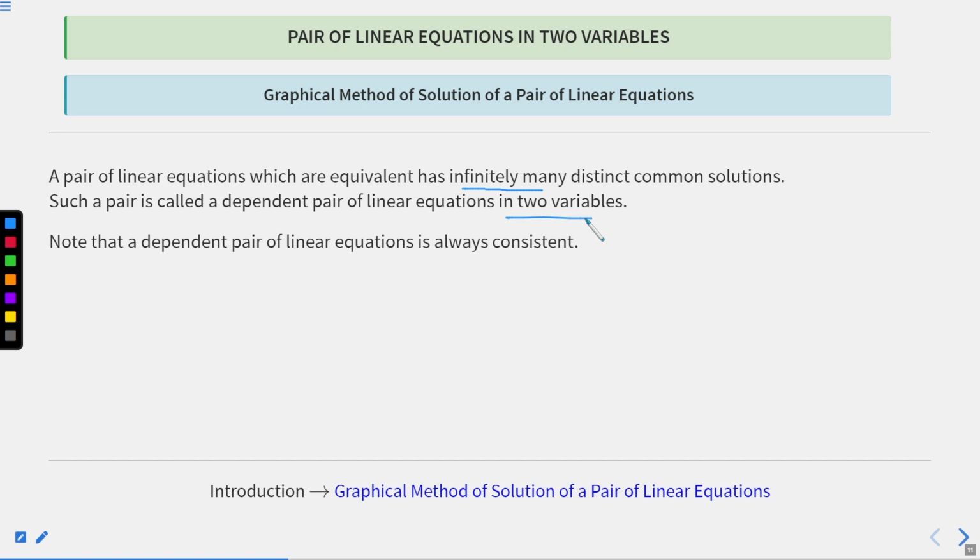That is why this pair of linear equations is called a dependent pair of linear equations in two variables. And note it down, a dependent pair of linear equations is always consistent. That means if we have a dependent pair of linear equations, then the pair will have at least one solution.